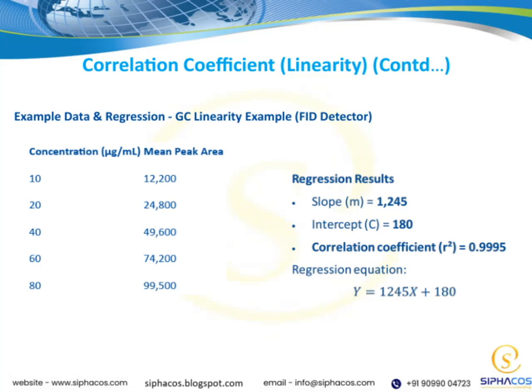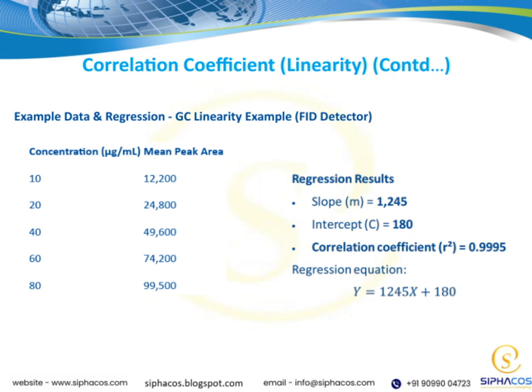Let's take a closer look at this example data and regression for the GC linearity, specifically focusing on the FID detector. As you can see here, we're examining the correlation coefficient, which is a key indicator of how well our data fits a linear model. This is part of our ongoing discussion about assessing the linearity of our chromatography method.